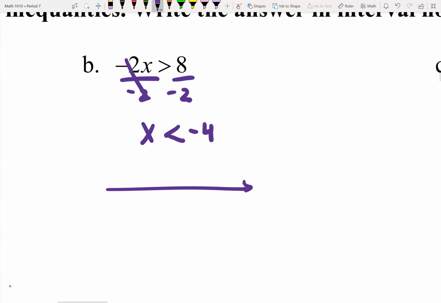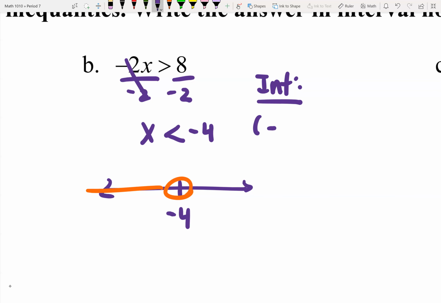Okay, draw your number line. Put your -4 in the center. Everybody in the room tell me, open or closed? Open. And which way do I shade, right or left? Left is correct. Okay, so in interval form, from the left to the right is going to be negative infinity with a parenthesis to a -4, pardon me, close with a, tell me.